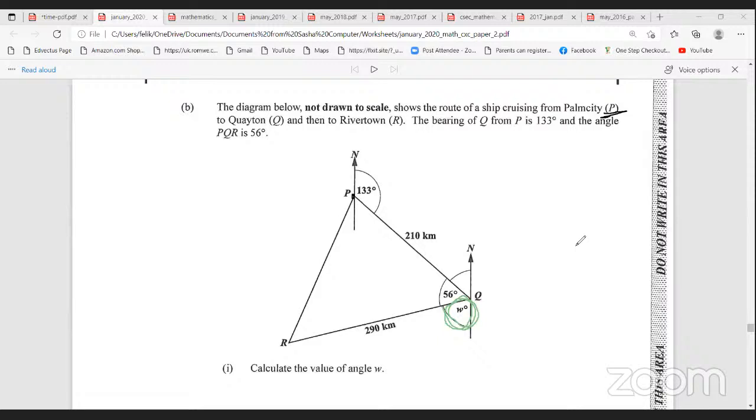Miss, I think it's a cointerior. Which angle is cointerior? Miss, W. Which angle? 130, 133 degrees. There's a cointerior happening right there with 133, but it's not W. So you're onto something, but it's not W. But you need to find that angle so you can find W.